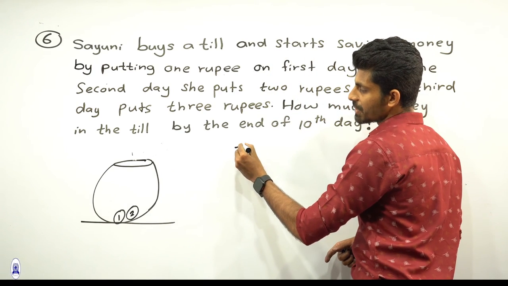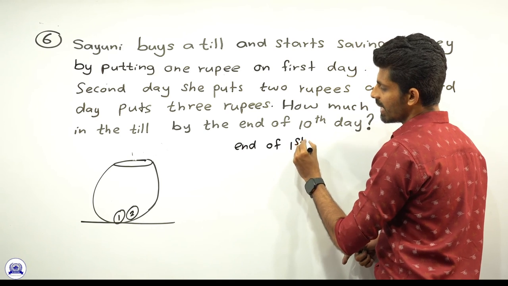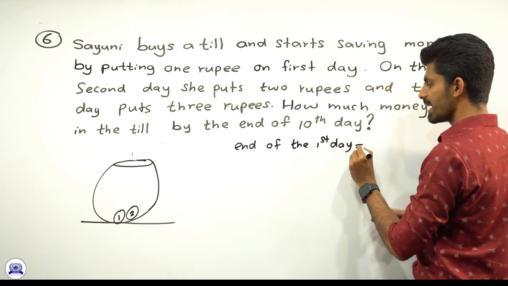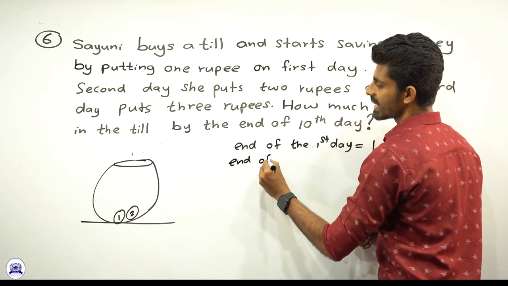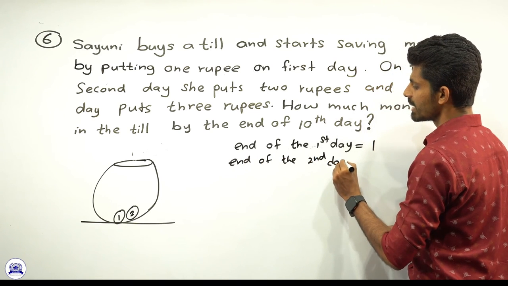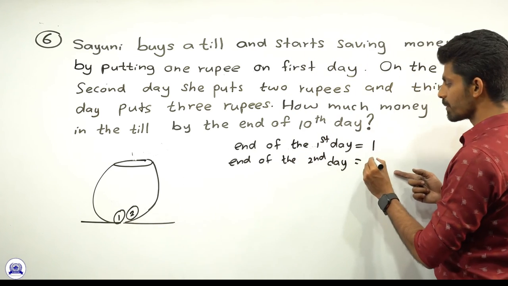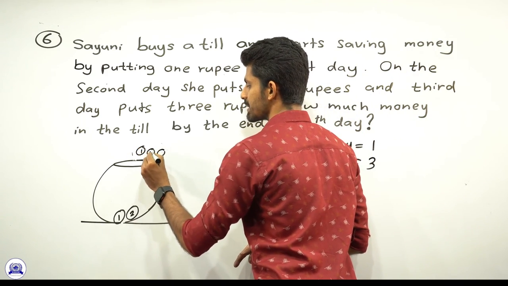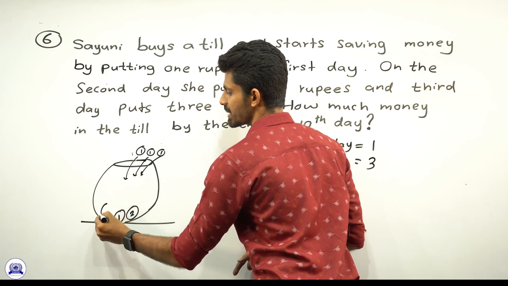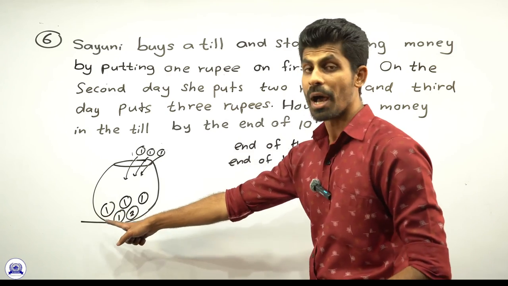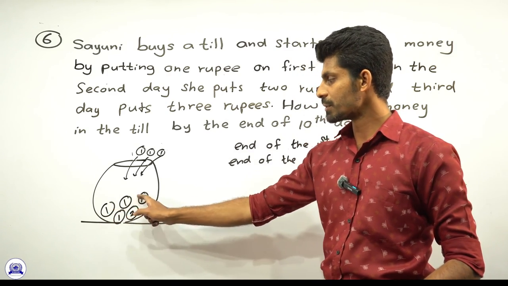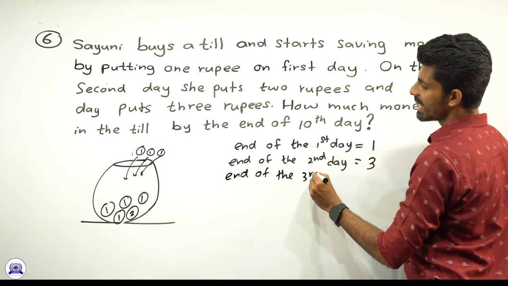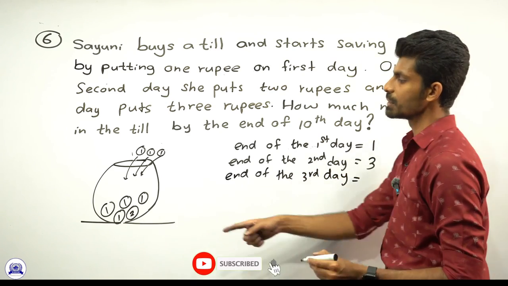Right, look at this one. End of the first day, 1. End of the second day. What is the total amount at the end of the second day? 2 plus 1 equals 3. On the third day, she is going to put 3 rupees into the till. Now, 1, 2, 3. So what is the total amount in the till? 1, 2, 3, 4, 5, 6. That means at the end of the third day, 6.